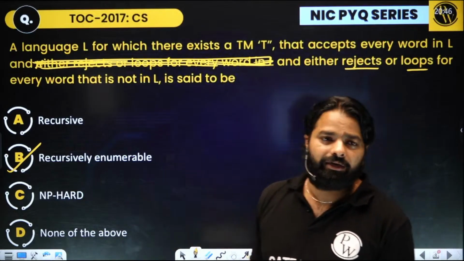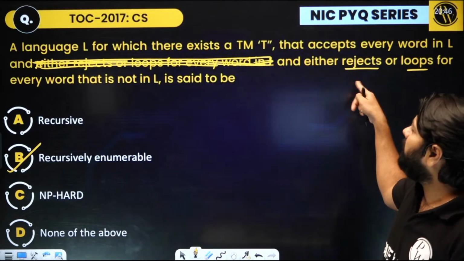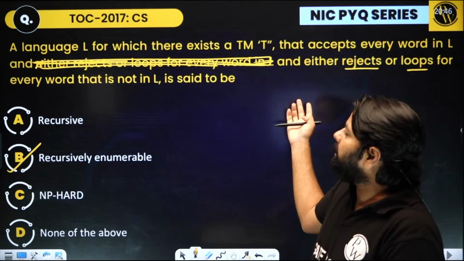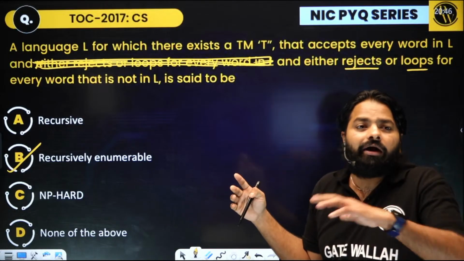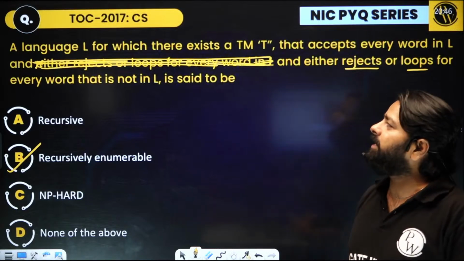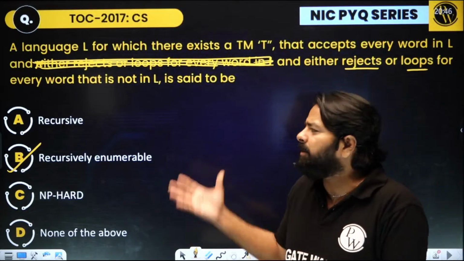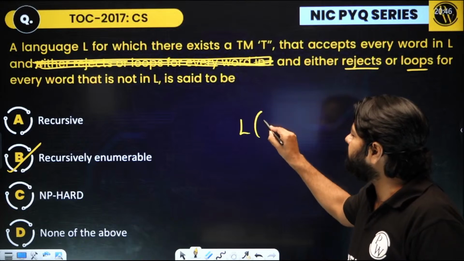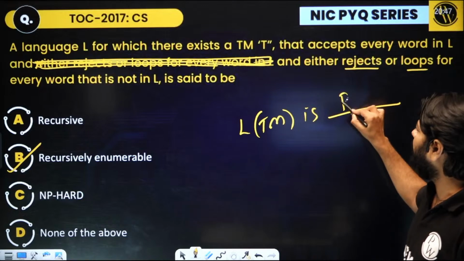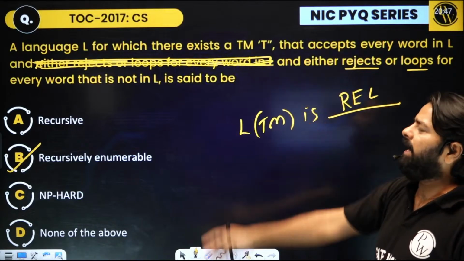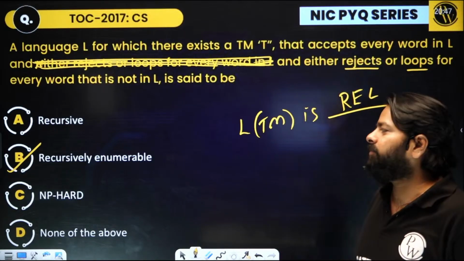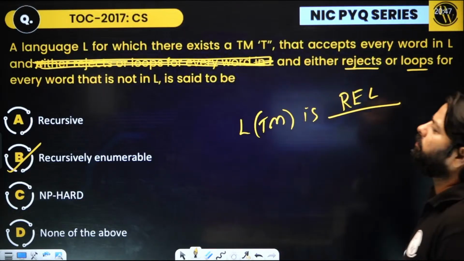So it's very important. Okay, look at these two words. Accepts means it will halt at final. If it is not in the language, then either it can reject or it can go to infinite loop. That is the definition of TM. And when you have a TM, what language does it accept? It's simply the language accepted by TM. That's the meaning. What is it? It's REL. Instead of saying simply language accepted by TM, he has given the old definition of the TM. That's it. Okay, let's move on to the next one.